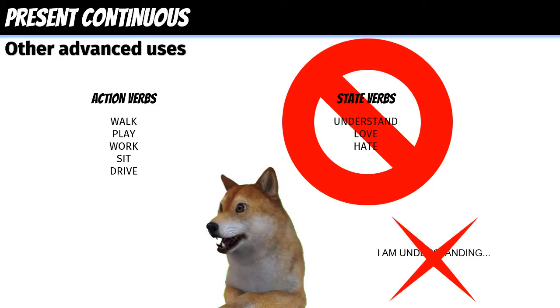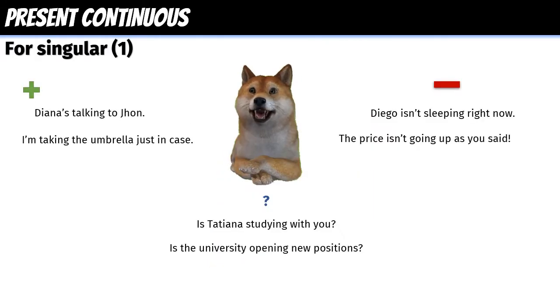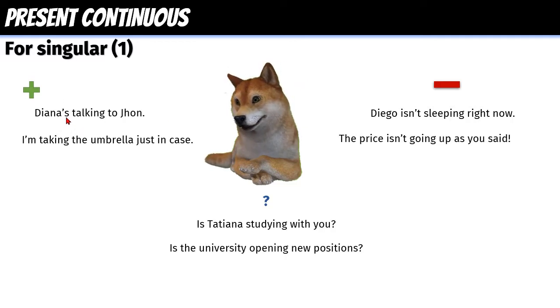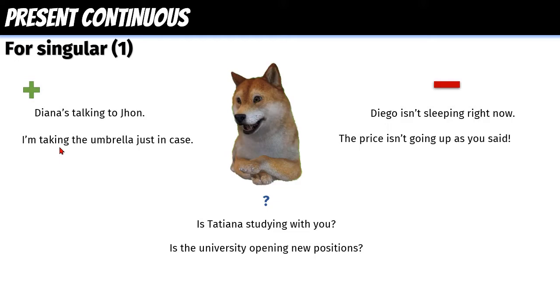So avoid using these kind of verbs with this tense. Okay, so let's see some examples. Affirmative. Diana's talking to John. Okay, as you can see here, we have the verb to be, well, as a contraction, and the verb with ing. I'm taking the umbrella just in case. Okay, again, to be, ing.